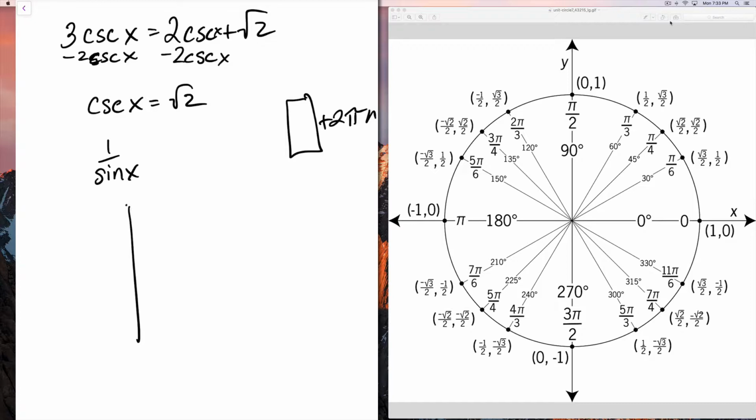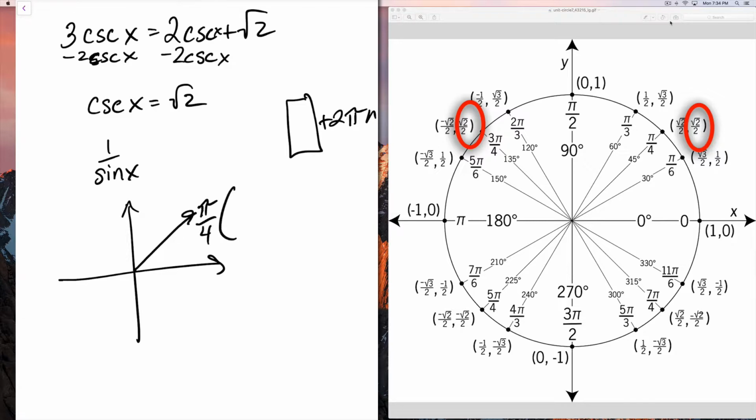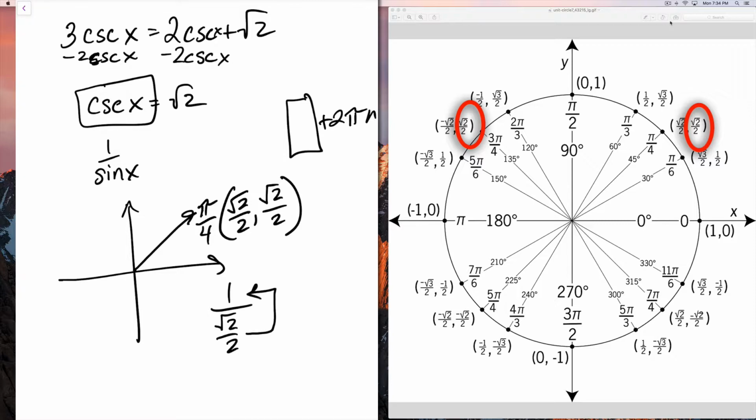So as I'm looking at my unit circle, I want to know which term has square root of 2 in my y. And there's only one, and that's pi over 4. Pi over 4 has my y, my sine, where square root of 2 over 2 is there. And in fact, my x is also square root of 2 over 2. So let's work this out. My answer is 1 over sine x, because it's cosecant. So 1 over square root of 2 over 2. And of course, as you know, I want to move this to the numerator, so I'm going to flip it. So that's going to give me the reciprocal, 2 over square root of 2.